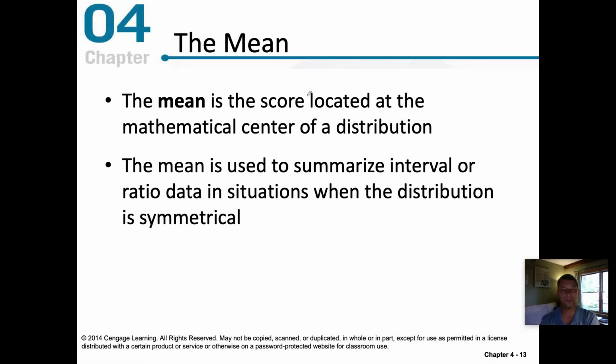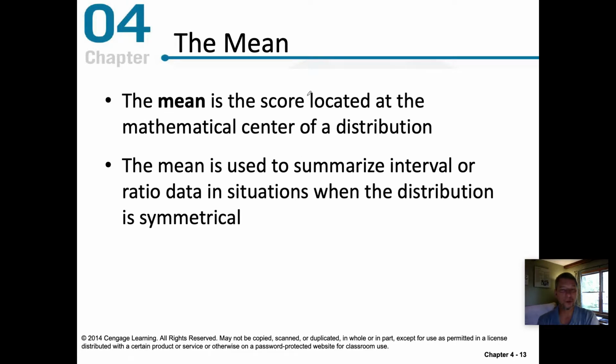The mean itself is the score that's located at the mathematical center of the distribution. So it's not the median, it's not the middle score if you just write all the scores out and pick the one in the middle. This is the mathematical center of a distribution. And the mean is probably the most frequently used calculation of average because it's generally, especially in a normal distribution, the most useful calculation of the average.